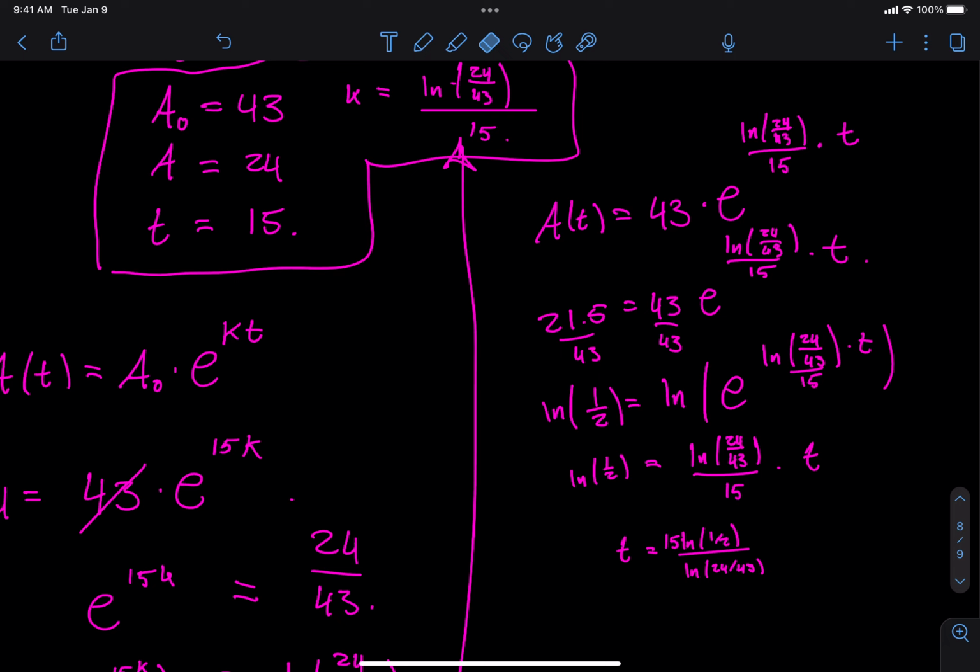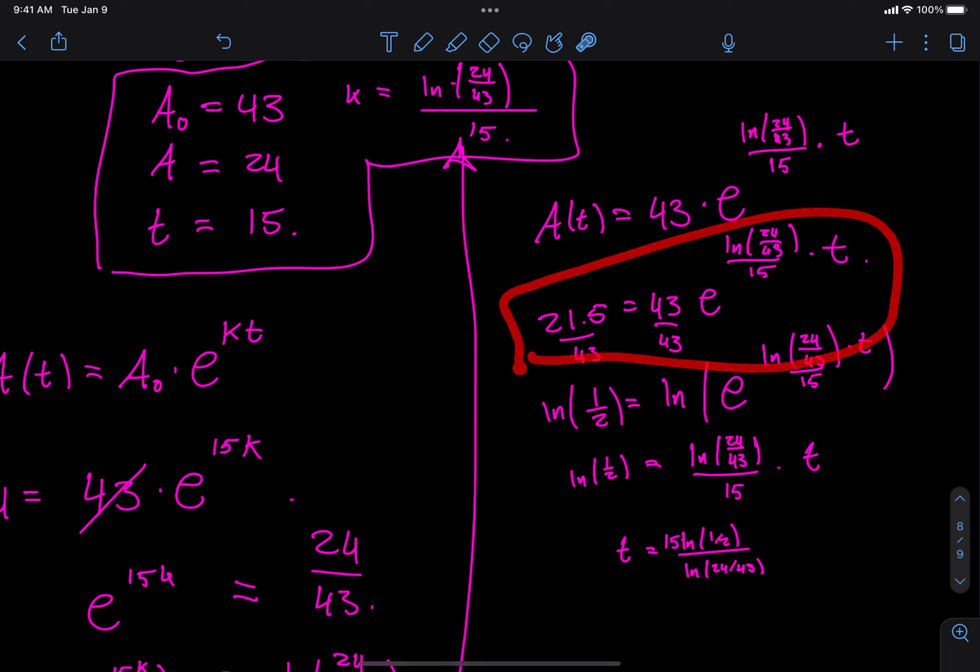What you need to know, broadly speaking, is these tools of how do I isolate what I want when it's in the exponent? And then also, how do I infer this equation? This equation, we said, well, look, I want to find the amount of time t that it takes for me to have half of what I started with. If what I started with was 43, I should have 21.5 at the end. And then I just use the formula, I fill in all the pieces of information which I know, and I solve for the one piece which I don't know.